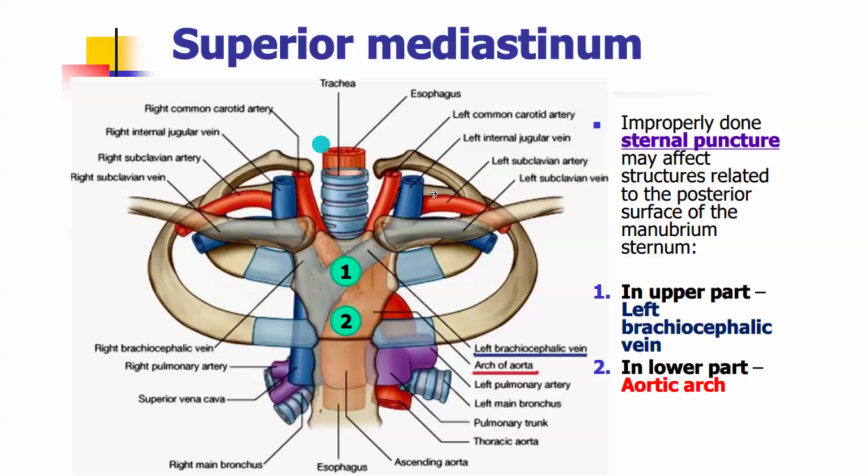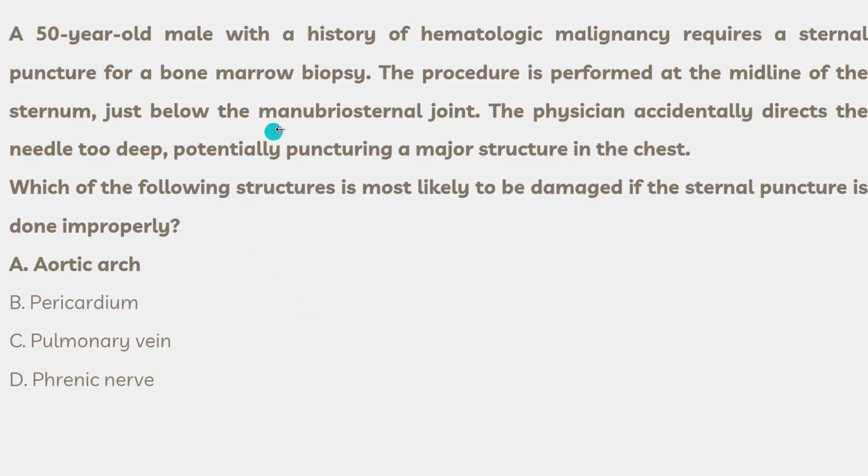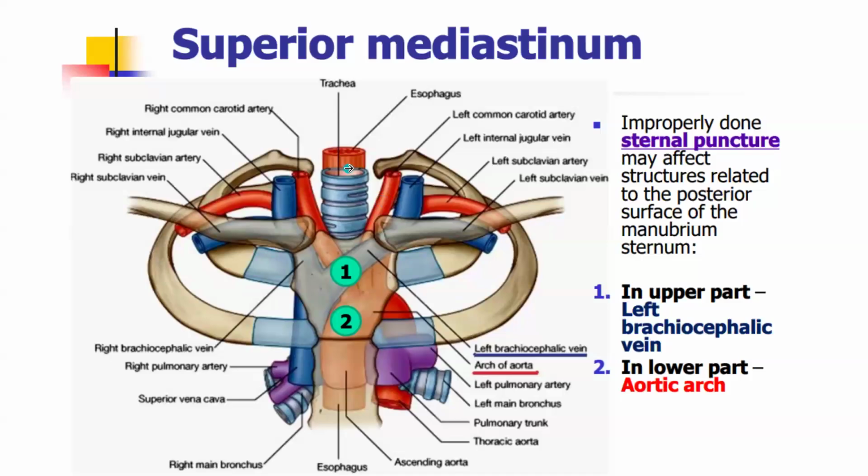So this is the reference slide. They said the sternal puncture was done just below the manubriosternal joint, and that's where the aortic arch is present. It goes right here, and it's right posterior to the sternum itself. And the left brachiocephalic vein is also prone to being damaged if the sternal puncture is done improperly because it has to go diagonally from the left side to the right side so it could drain with the right brachiocephalic vein to form the SVC. So it's also prone to damage too.